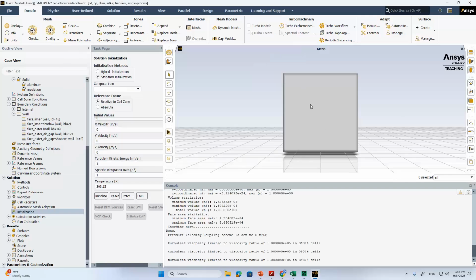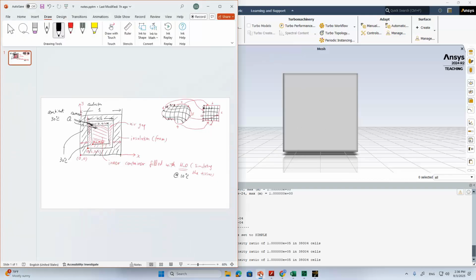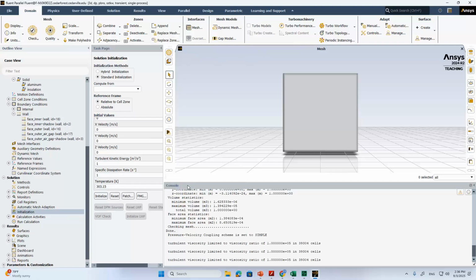So click patch. Then the temperature of the water is set to 10 degrees Celsius. Okay, the rest of the cooler is still at 30 degrees Celsius. You probably want to double check that you did it right.